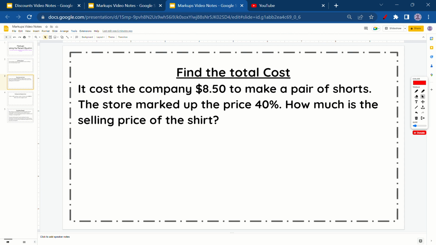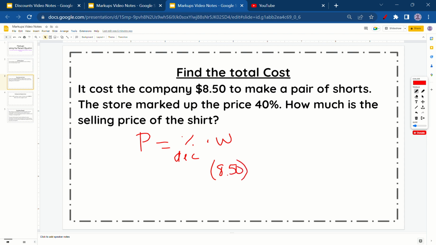their logo on it. All right, so let's start off with our percent equation here. We have part is equal to the percent as a decimal times the whole. Remember, the whole is what the original amount was. So the original amount here is $8.50.